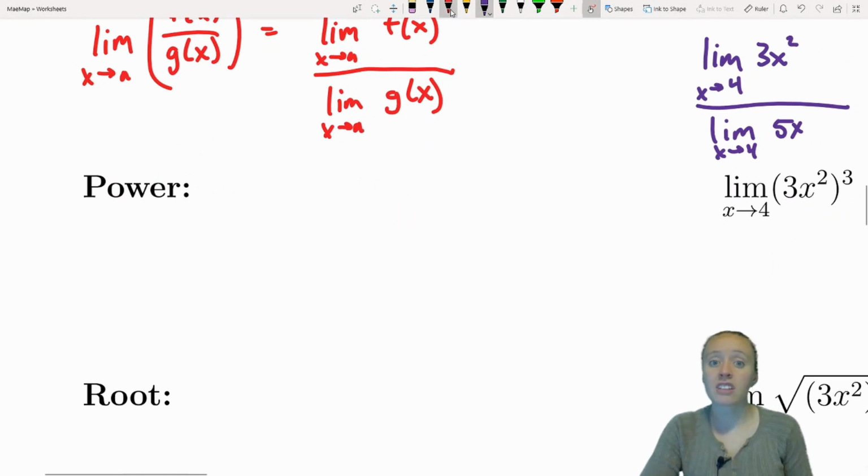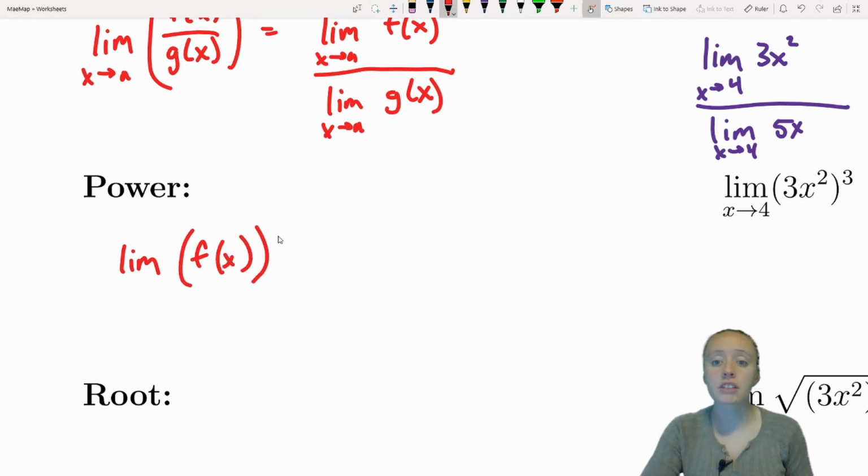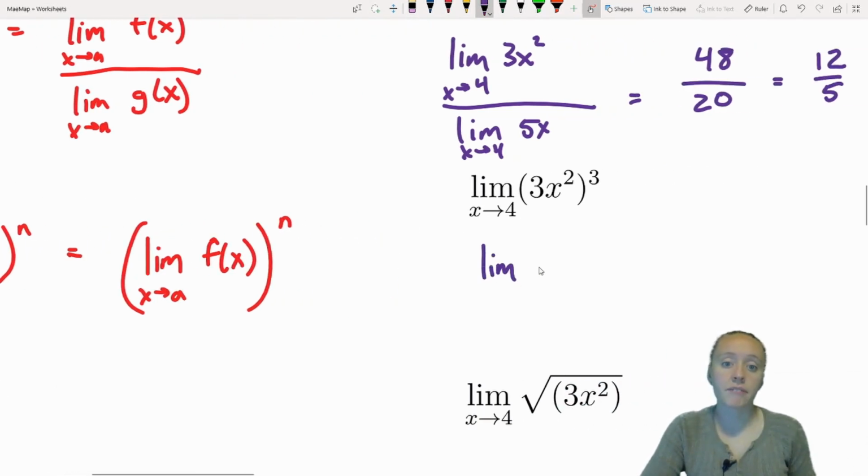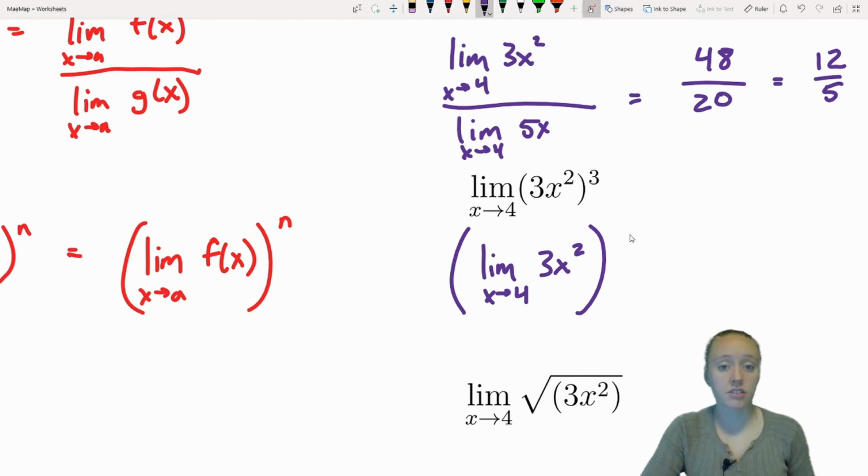Now we're moving on to the power rule. So if we have the limit of f of x and that function is all raised to the nth power as x approaches a, well, we can calculate the limit of f of x as x approaches a and then raise that to the power of n. So I'm going to take the limit of 3x squared as x approaches 4, which I know the answer to that, but I'll raise that to the third.